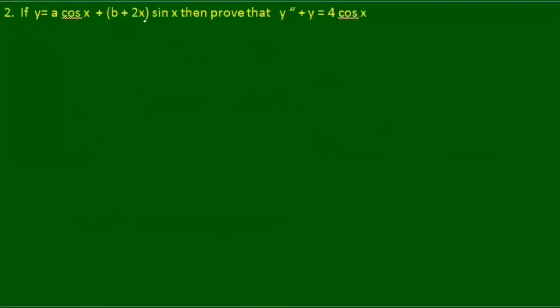y is equal to a cos x plus (b plus 2x) sin x. Then we have to find the derivative y double dash. Then we have to prove y double dash plus y is equal to 4 cos x. y double dash is there now. So how to find the second order derivative?